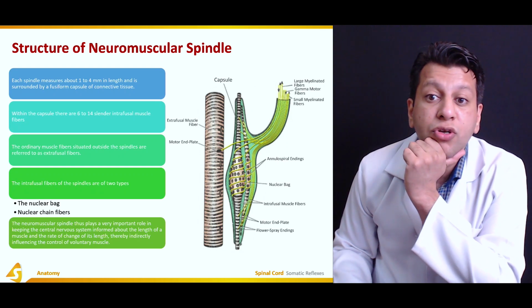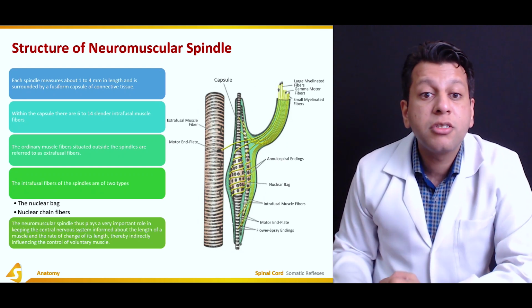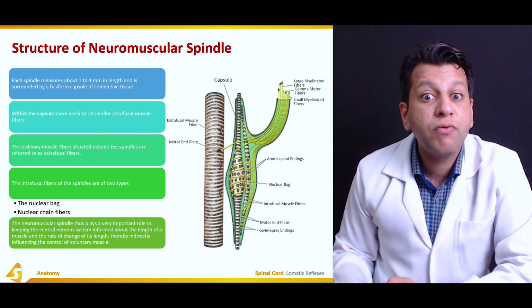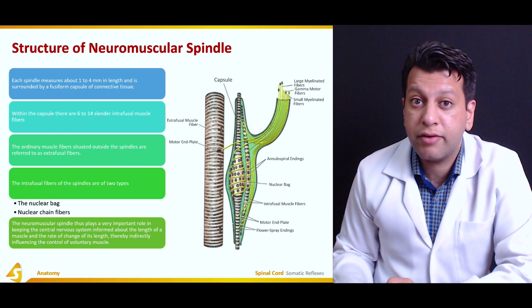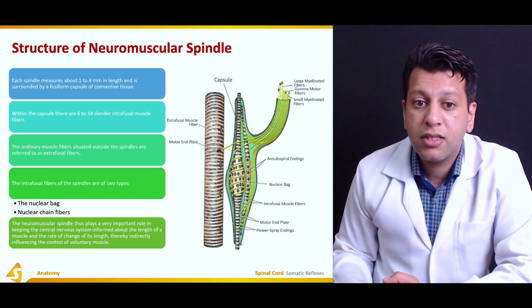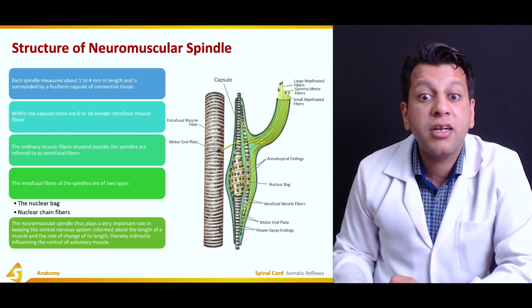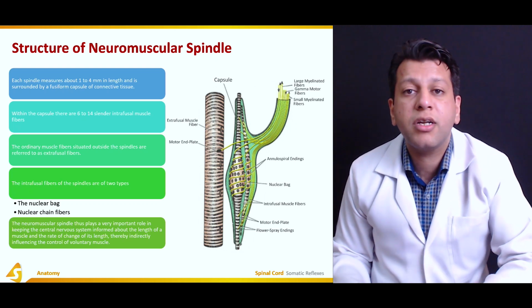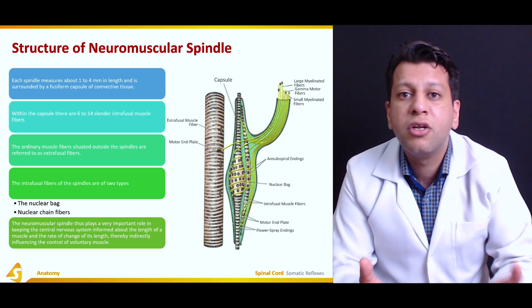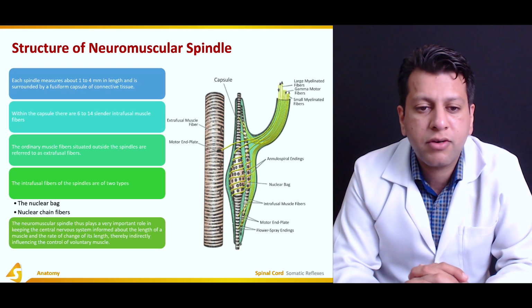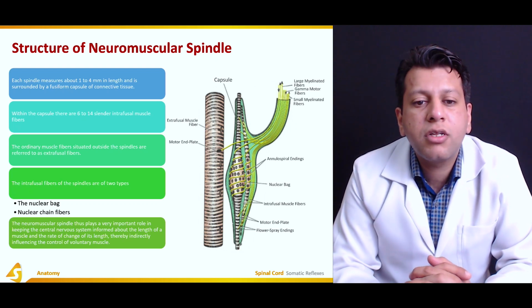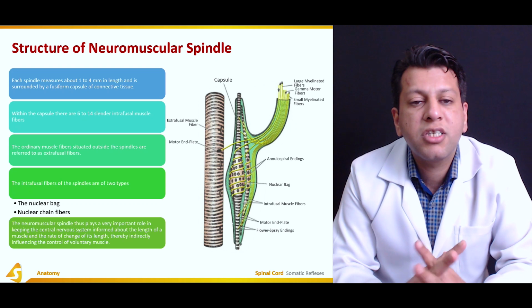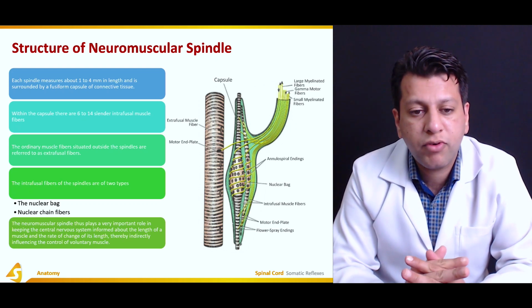Coming to the structure of the neuromuscular spindle, each spindle measures about 1 to 4 mm in length and is surrounded by a fusiform capsule of connective tissue. Within the capsule, there are 6 to 14 slender intrafusal fibers. The ordinary muscle fibers situated outside the spindles are referred to as extrafusal fibers.